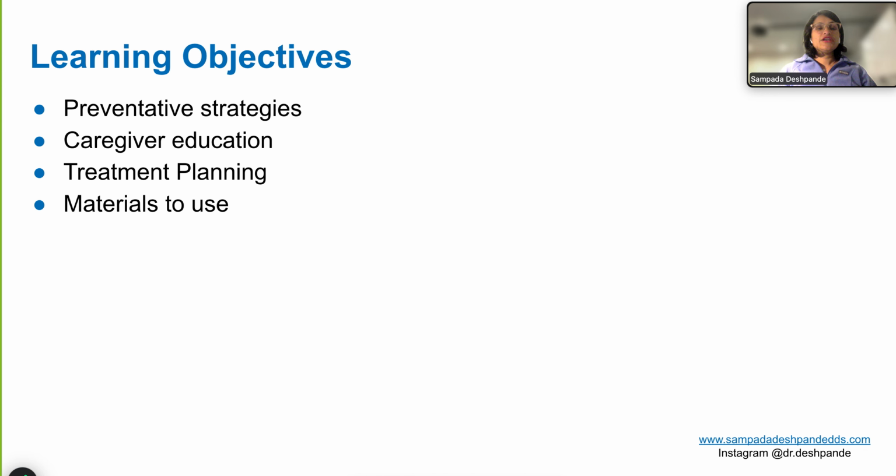Learning objectives. We will talk about preventative strategies. I'm going to harp a lot on prevention over here. We will talk about caregiver education, which actually needs its own little lecture because it's so important. And I'll go over why it's so important in just a little bit. Treatment planning as well as materials that I like to use in practice.